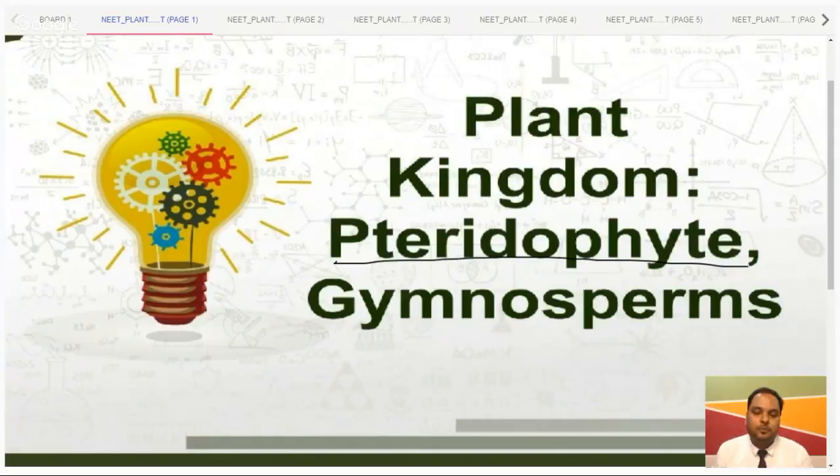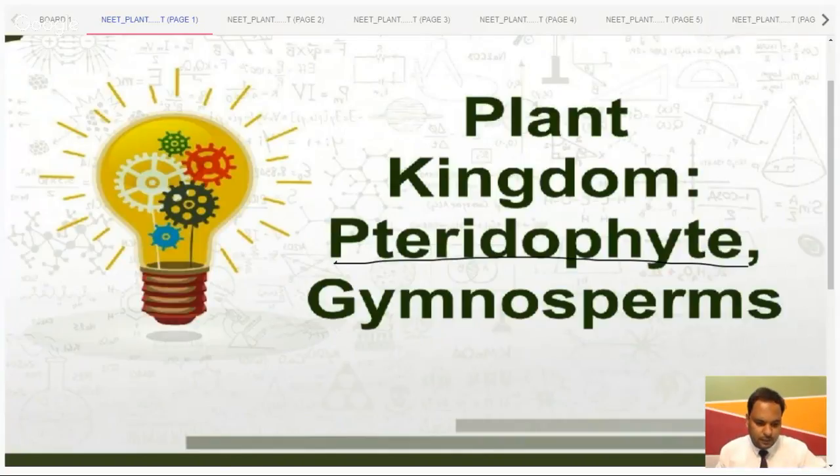Now, everyone, try to understand the difference between pteridophytes and gymnosperms. Pteridophytes are cryptogams. They are vascular plants, but they cannot produce seed. Whereas gymnosperms are vascular plants that can produce seed as well. The only difference between gymnosperms and angiosperms is that gymnosperms do not have an ovary, and thus they do not produce fruit.